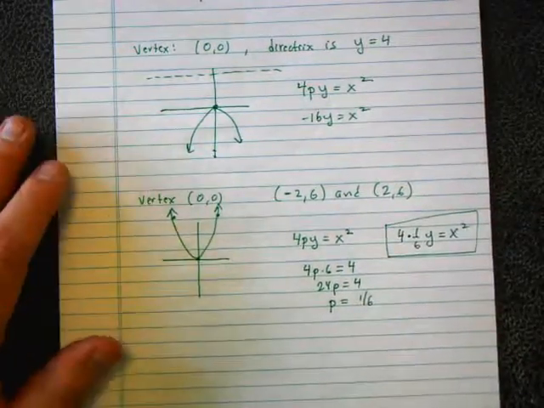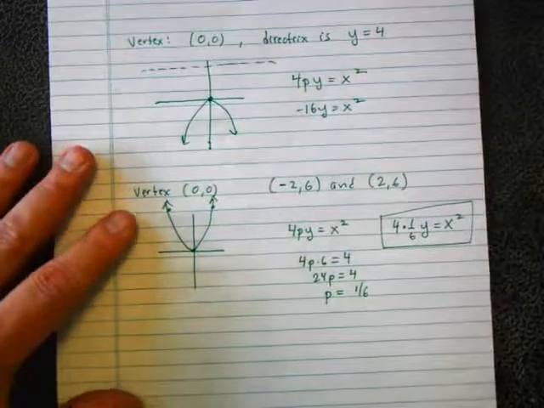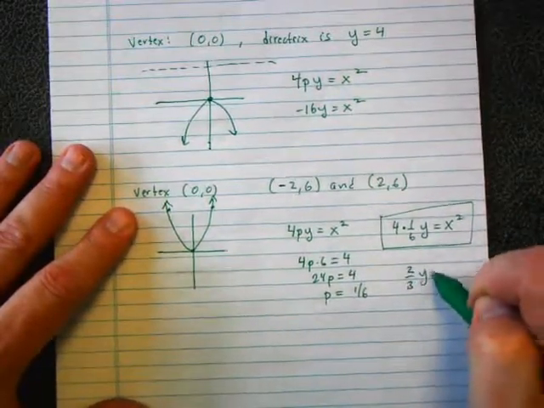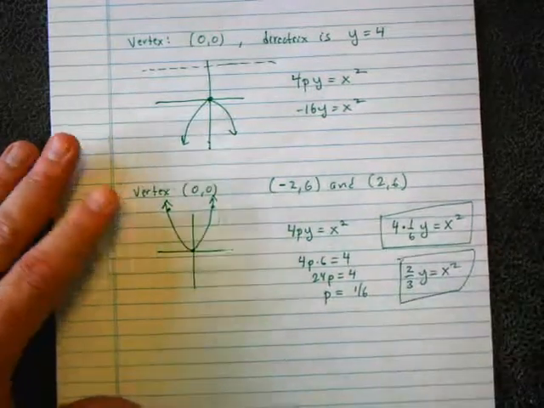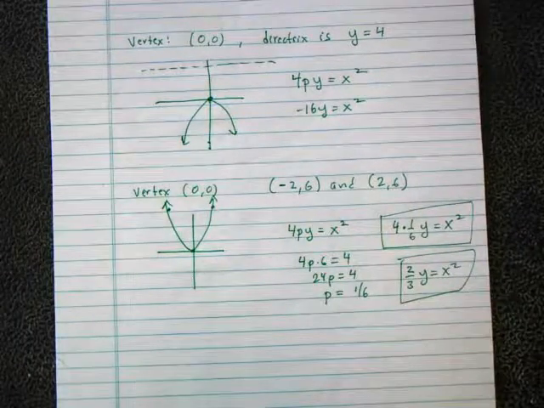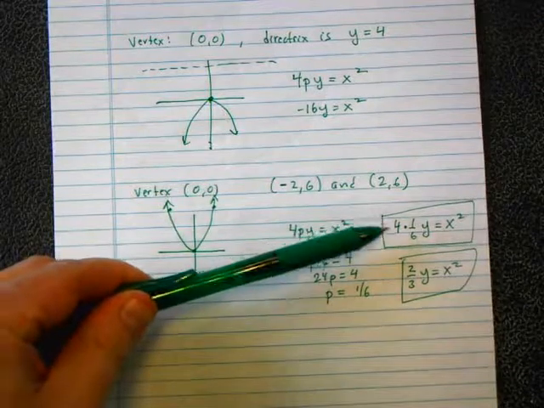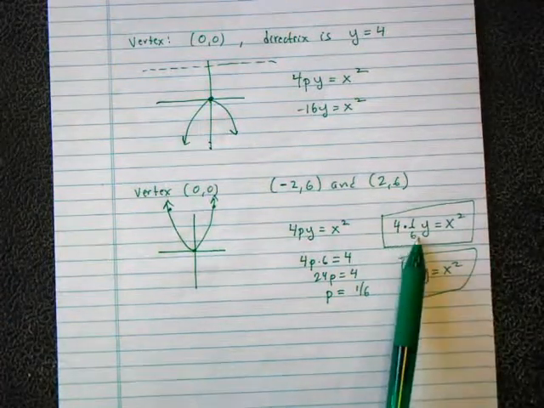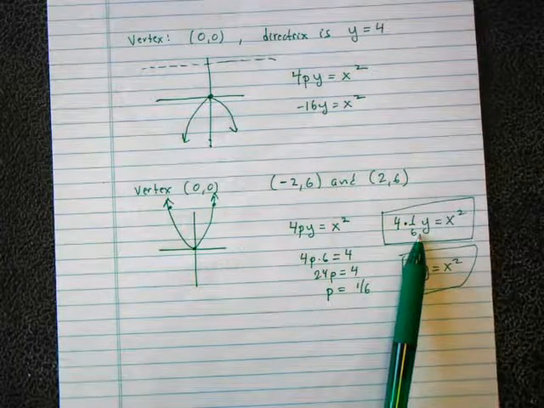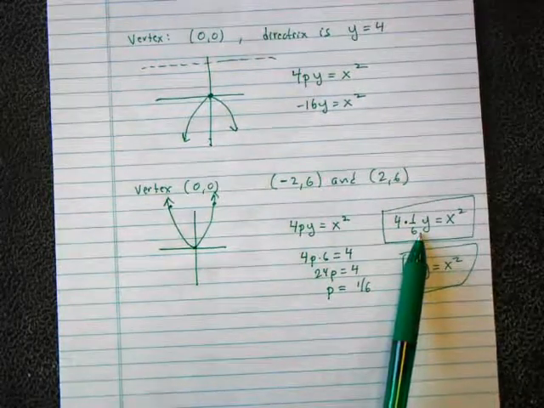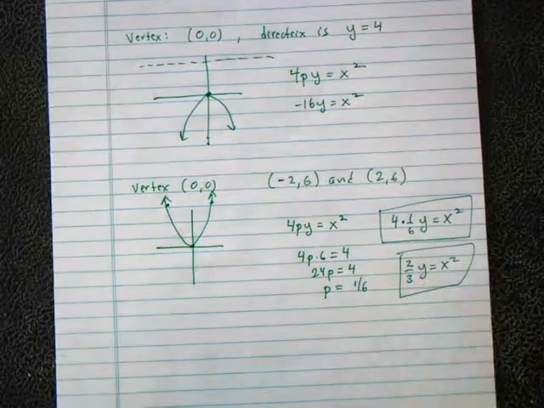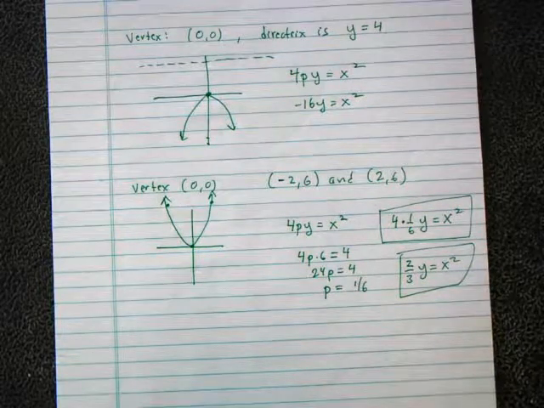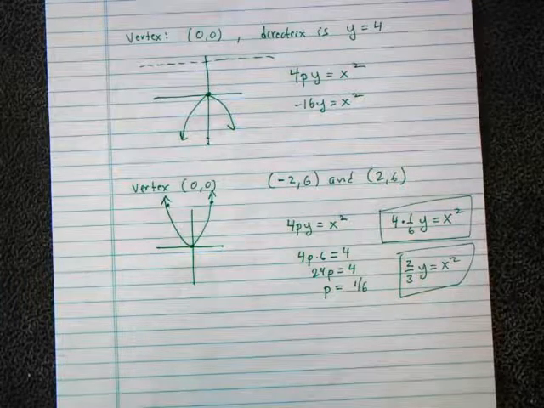Oh, I should probably simplify that. I don't know why I put a box around it. I should simplify. 4 times 1/6, that reduces to be 2/3. 2/3 y equals x squared. Looks better. But actually writing it as 4 times 1/6 isn't a bad idea, because if I leave it as 4 times 1/6, then I know what my P number is. I know where to put my focus. I know where to put my directrix. But I would probably simplify it. Questions?